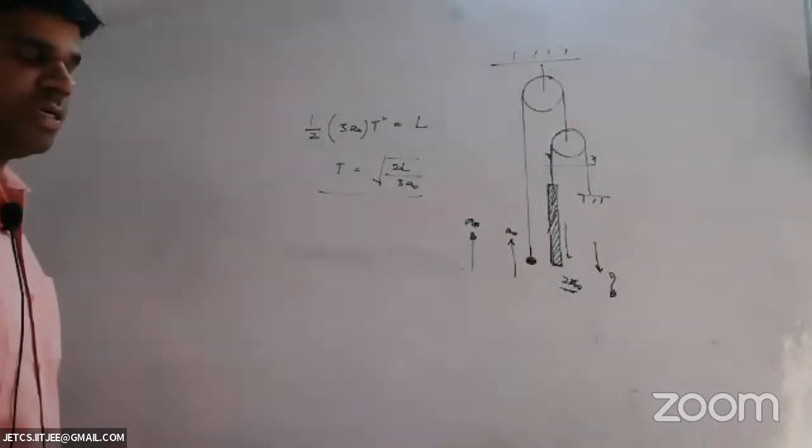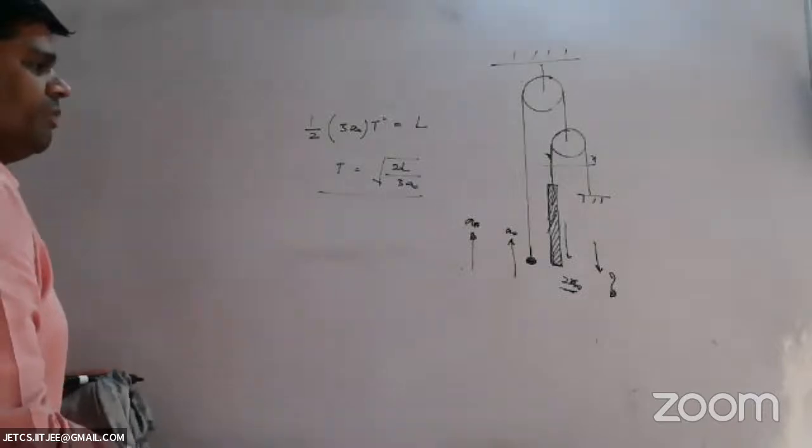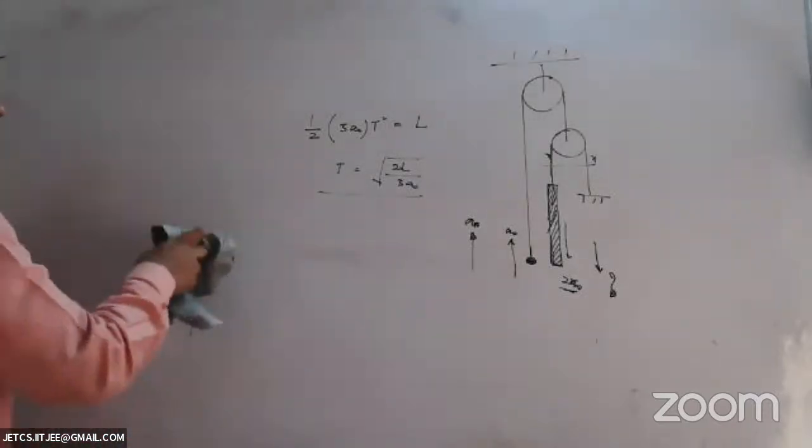All I have to do is plug in a naught now. How will I find a naught? Again, FBD, reference frame, FBD, F is equal to MA. From there, I get the acceleration.